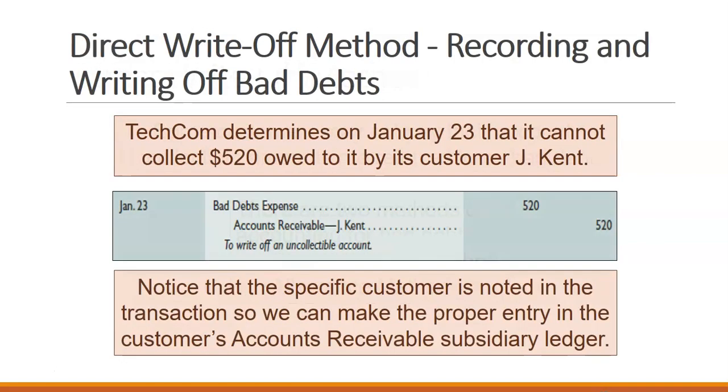Under the direct write-off method, we record and write off a bad debt. So we have a customer that owes us $520 and we've determined that they can't pay it. So we write that off as a bad debt expense and we clear their account receivable. The specific customer is noted in the journal entry so that the entry gets placed on that customer's subsidiary ledger account.